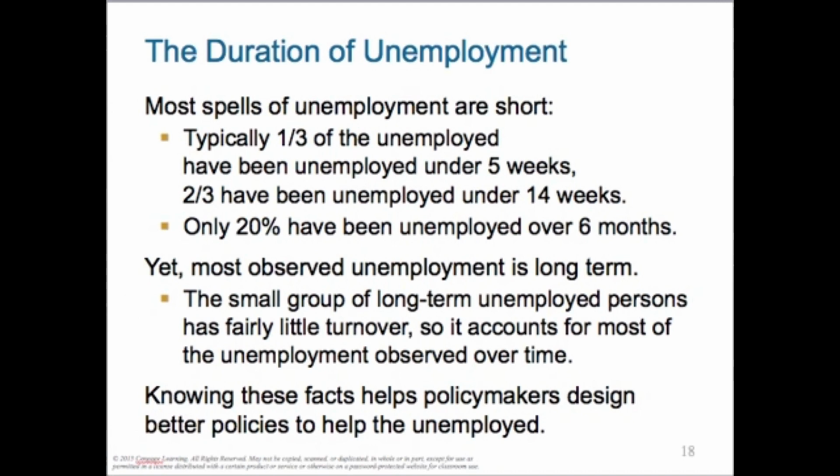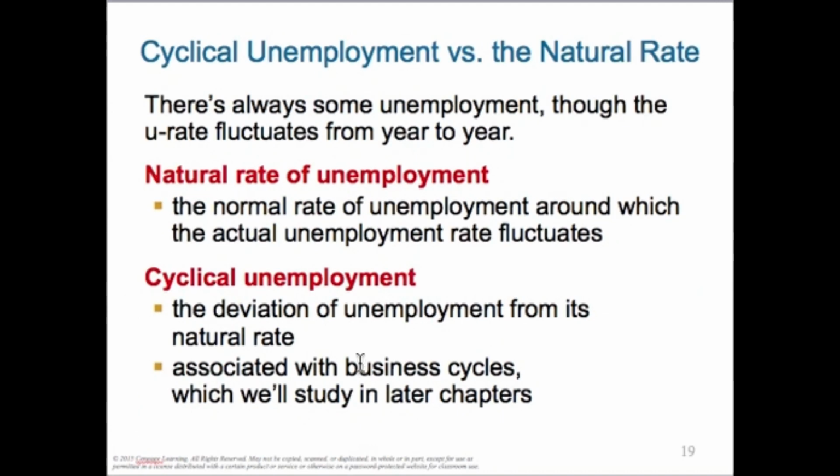Okay. Now, there's a couple reasons behind this. Well, first one is cyclical unemployment and the natural rate of unemployment. So we look at them compared here. There's always some unemployment. That's what makes it look long term. Though the unemployment rate itself fluctuates from year to year. Now, the natural rate of unemployment is the normal rate of unemployment around which the actual unemployment rate fluctuates. That's a little more confusing than it needs to be.